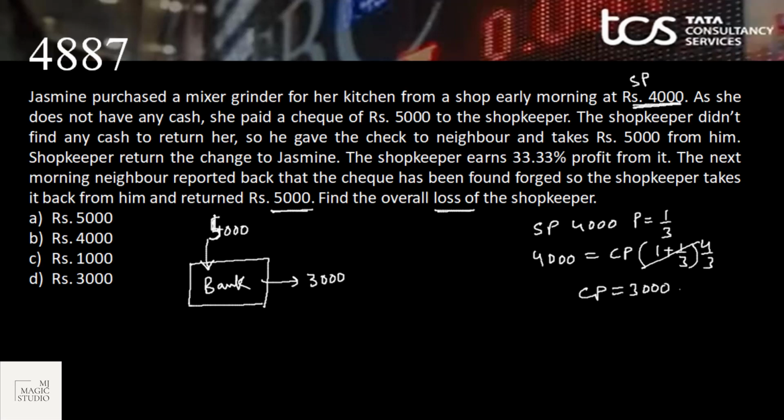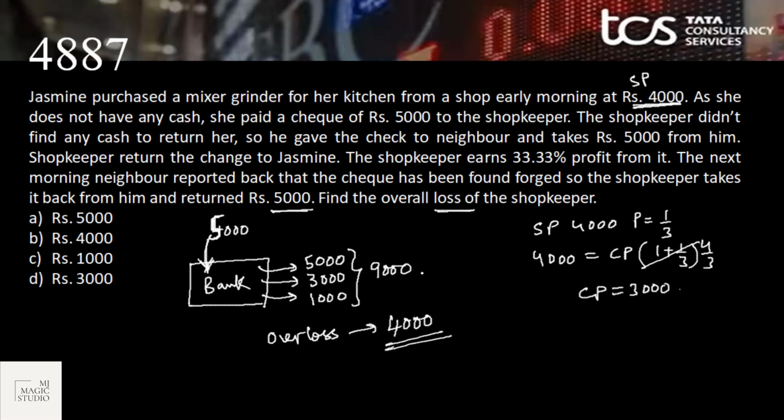So he has got 5,000 rupees from the neighbor, out of which 1,000 he returned to Jasmine. Done. Now next day, the neighbor comes back and asks him to give back his 5,000. So he gave 5,000 back to the neighbor. Now we can see that in the bank 5,000 moves in and 9,000 goes out. That means overall loss of the shopkeeper in this particular transaction is 4,000. 5,000 comes in, 9,000 goes out, 4,000 is the overall loss. Option B is the answer.